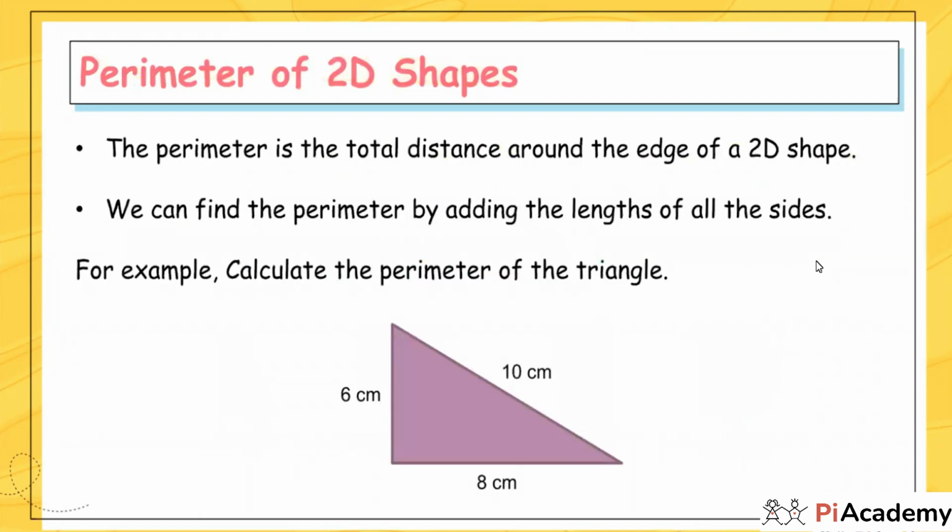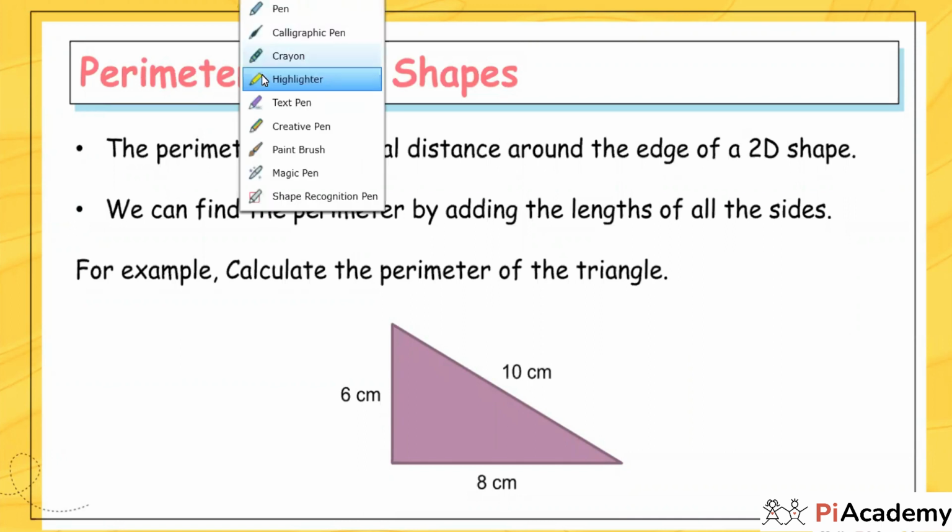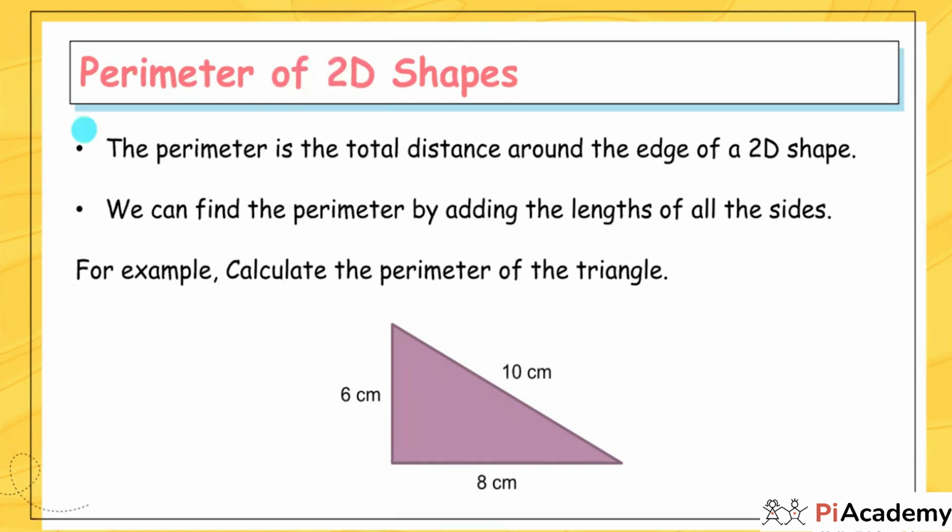Let's move on to the perimeter of 2D shapes. Now you are aware of 2D shapes, right? 2D shapes have 2 dimensions only. But what is meant by perimeter, we first need to understand. If you understand this properly, then you are able to calculate the perimeter for any 2D shape. Perimeter is the total distance around the edge of the 2D shape. It means it is the sum of all the sides, but it should be the outside, or you can say the boundary. So we can find the perimeter by adding the lengths of all the sides. I think it's clear.